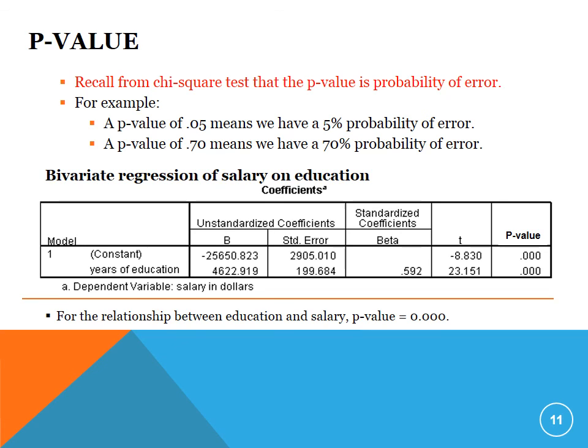Okay, so for the relationship between education and salary here, again, is this a multivariate or a bivariate regression output? Bivariate, right? And it's a regression of salary on education, and we can see that the p-value here is 0.000.